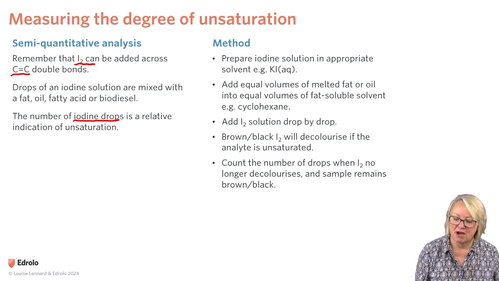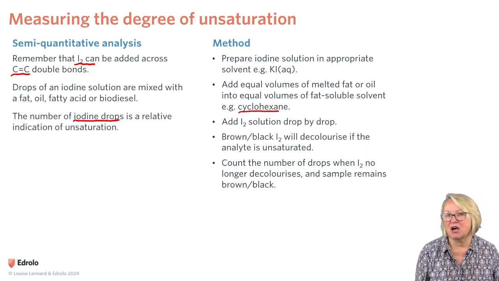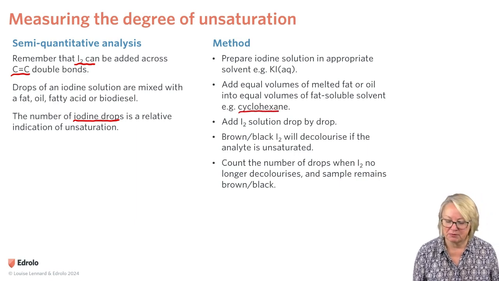So we prepare an iodine solution in an appropriate solvent, such as potassium iodide. We add equal volumes of melted fat or oil into equal volumes of a fat-soluble solvent, such as cyclohexane. We add the iodine solution drop by drop.